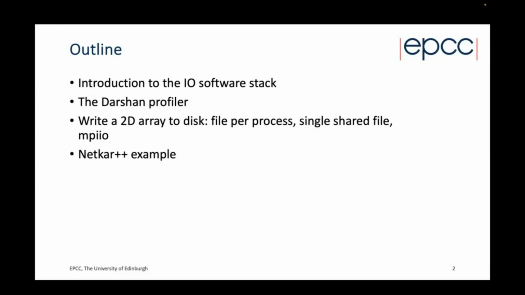And we'll use two different examples. One is we'll just be writing a 2D array to disk. We'll be doing it in various ways. First, we start by just having each process writing a different file. Then we'll try doing actual parallel output by having all processes writing to a single shared file. And then we'll see how we can use MPI-IO to make that process easier. And then we will switch to an actual concrete example from a real application from fluid dynamics.